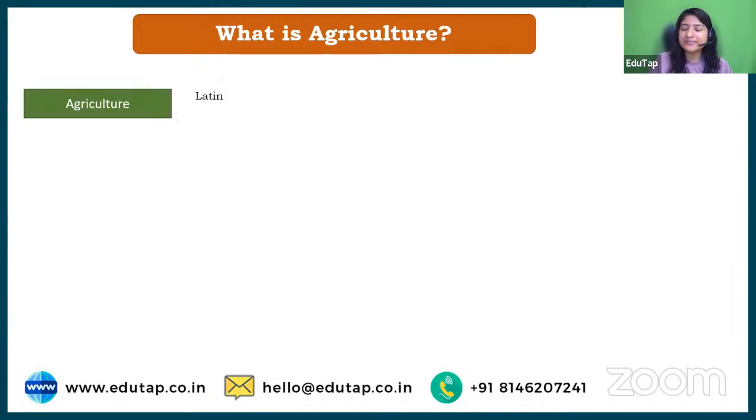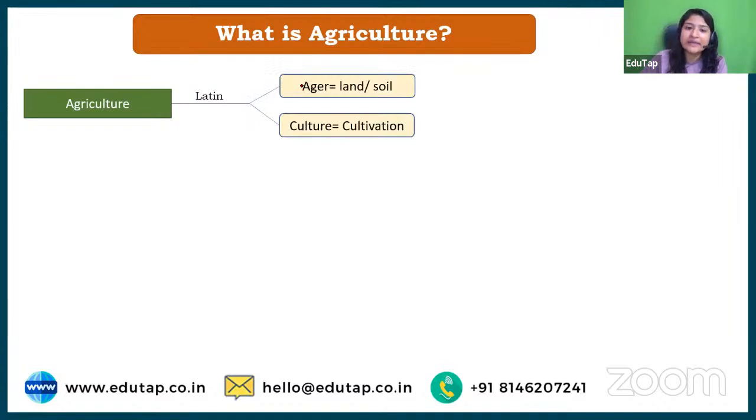Agriculture has been derived from a Latin word. And what are the two words from which it has been derived? The word agriculture is derived from the word ager, which means land or soil, and culture, which means cultivation. So what does agriculture mean? It means cultivation of soil or of land. Why is it so? Because we know that now we have animal husbandry, we have fishery. So why are we using this particular term? See, we need to understand this definition was derived way long back, right?